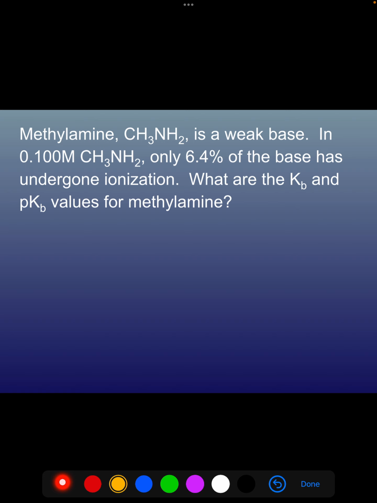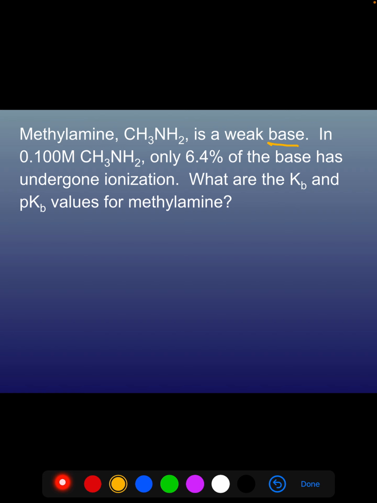Another way that we're going to see these: here we have methylamine, which it tells us is CH3NH2, a weak base. So pay attention that it is a base. It says in 0.100 molar methylamine, only 6.4% of the base has undergone ionization. And this wants to know what the Kb and pKb values are for methylamine. I'm going to introduce pKb. We will use that later on with some of our buffers and stuff like that.